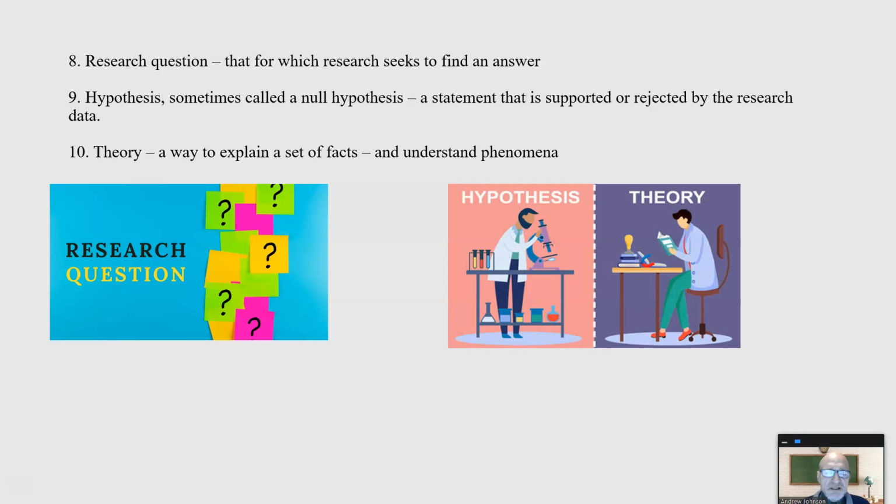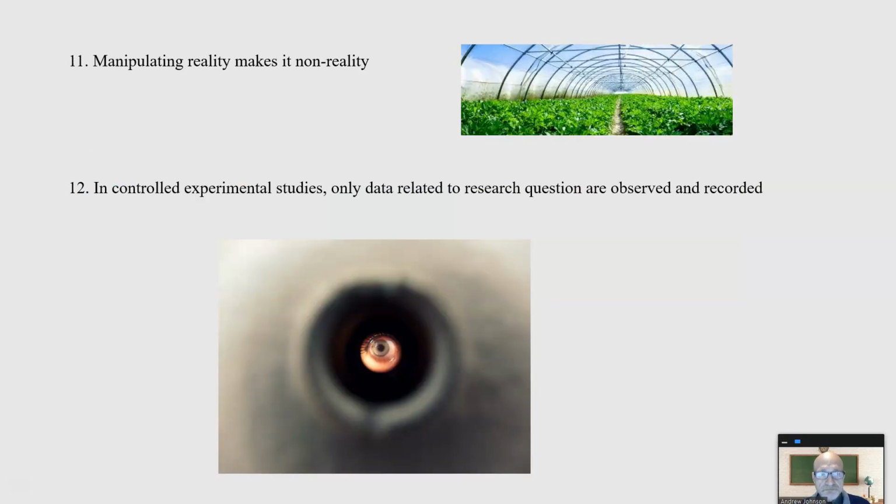Now, a theory here in research is not an unproven or untested assumption. That is a hypothesis. A theory here is a way to explain a set of facts which are used to understand phenomena. Each fact is a bit of research, and the theory connects the research dots like a dot-to-dot picture in order to explain and understand phenomena.